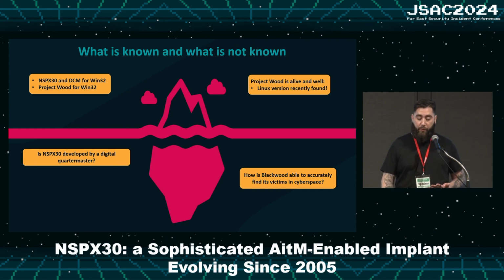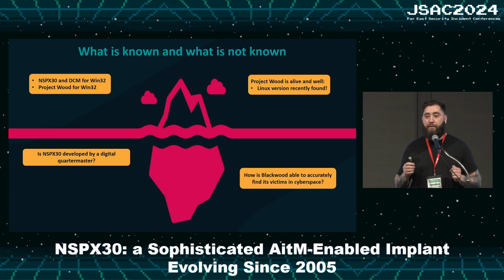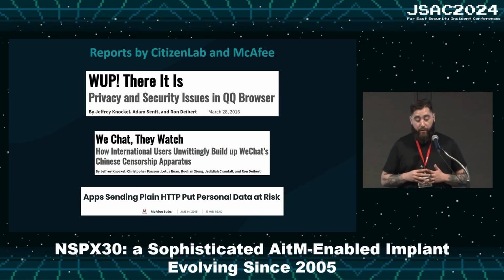From what we observed, we believe that the attacks are highly targeted, and the operators of NSPX30 deploy their toolkit selectively to conduct surveillance. In some cases, the victims are just individuals and not large organizations with networks and servers that are exposed to the internet. So the question is, how can the attackers accurately find their victims in the vastness of the internet? We can only speculate that perhaps the attackers have a mechanism in place to identify their targets from the traffic generated by Chinese applications when it's passing through Chinese infrastructure.